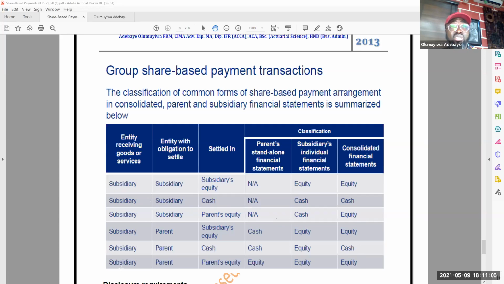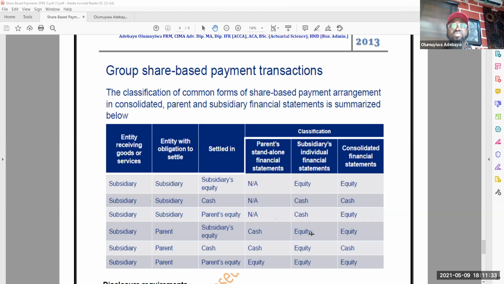Lastly, the subsidiary enjoys all of the benefit of receiving goods and services, but the parent is obliged to settle for it, and the parent is to deliver its own shares in lieu. In that case, in the parent's book, it will be treated as equity settled. In the subsidiary's book, it will still be equity settled because it is an additional contribution of capital by the parent in the subsidiary, while in the group, it will be equity settled.